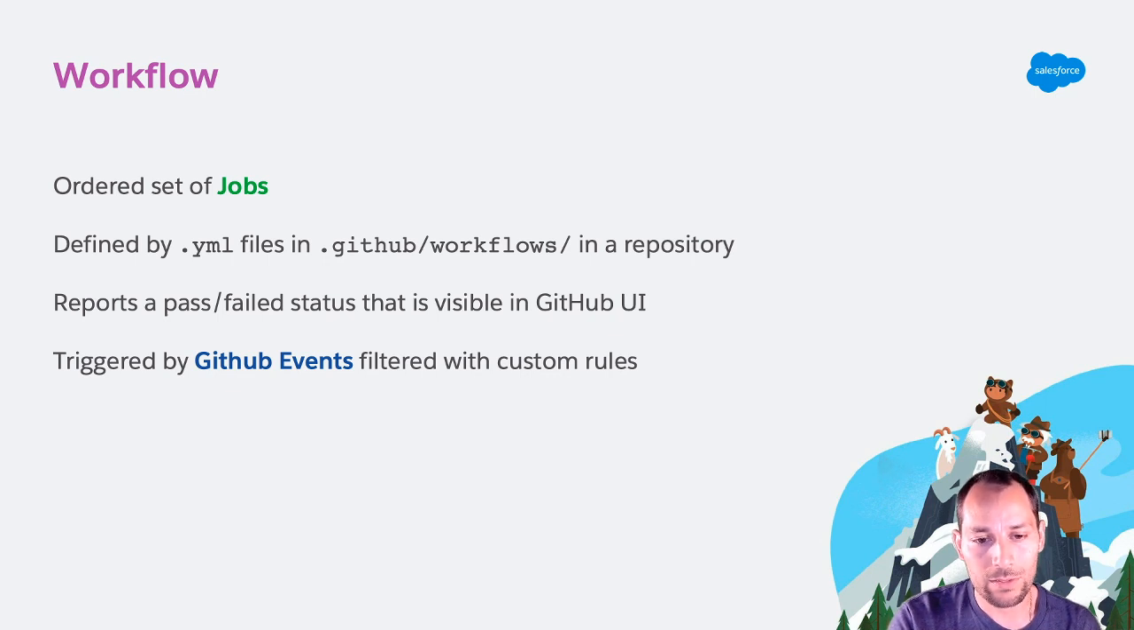This is something that is reported in the GitHub user interface. There are multiple places where you can see the status of a job, and we'll get back to that later. You can also cancel a job which is running. That's also another state that exists.